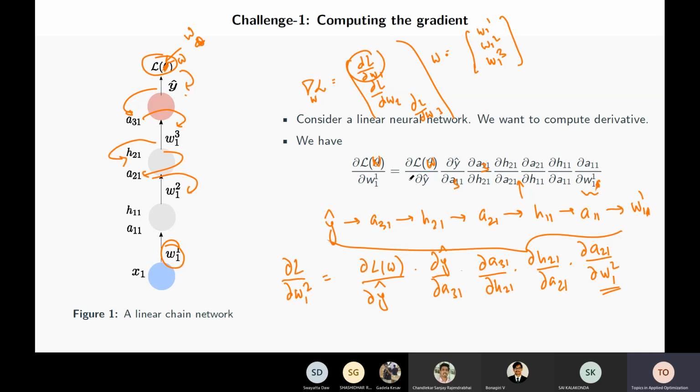So for the deeper weights, the chain is longer, and for this weight the chain is not that long, and you will stop right here. And you will do del A31 by del W13. This is how the derivatives are taken. This is a very simple network, and the chains can be long. And today we will see how we will do it for a multi-layered network with multiple nodes as well.